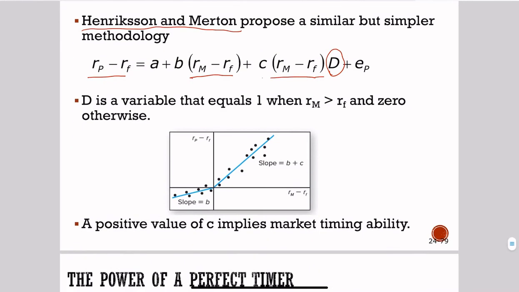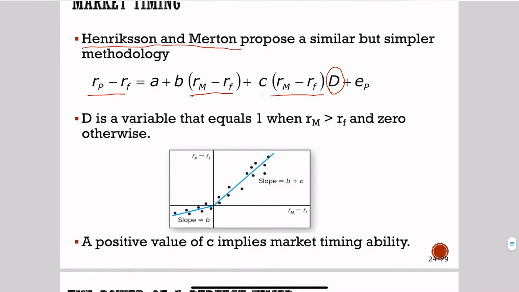And in the end, what you get here is two different slopes. You will have a kink at this 0 point. If D is equal to 1, then the slope is B plus C. And if D is equal to 0, then the slope is just B, right?